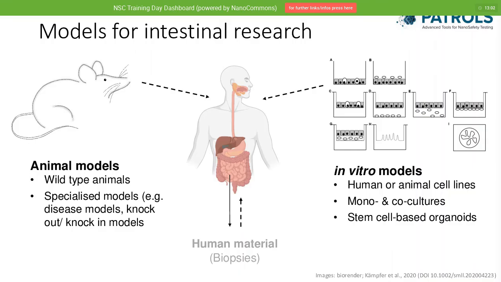To remind you a bit of what the major pillars of intestinal research are at the moment, we have the gold standard, the use of human materials, for instance, generated from biopsies. But unfortunately, within PATROLS and at the IUF, we do not have the possibilities to really get to this kind of material. So we are focusing on the other two big pillars, the use of animal models on the one hand, but then also the further development and advancement of in vitro models.